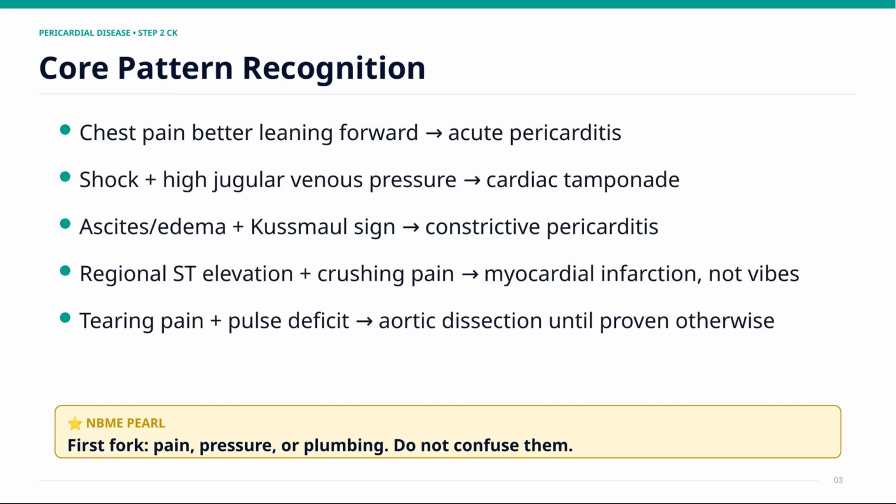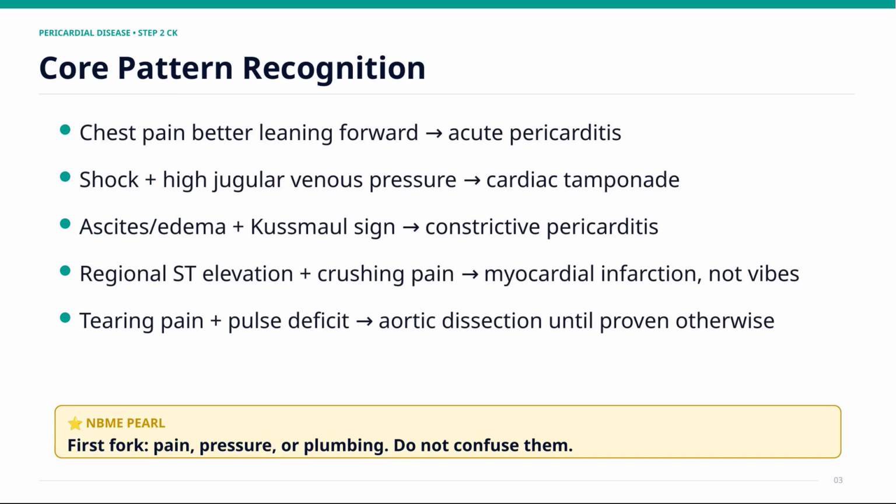Chest pain that's better leaning forward? That's acute pericarditis. Shock plus a sky-high jugular venous pressure? Cardiac tamponade. Ascites, edema, and a Kussmaul sign? Constrictive pericarditis. Regional ST elevation with crushing pain? That's a myocardial infarction, not vibes. And tearing pain with a pulse deficit between arms? Aortic dissection until proven otherwise.